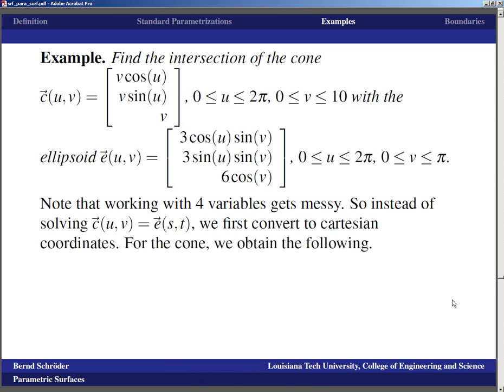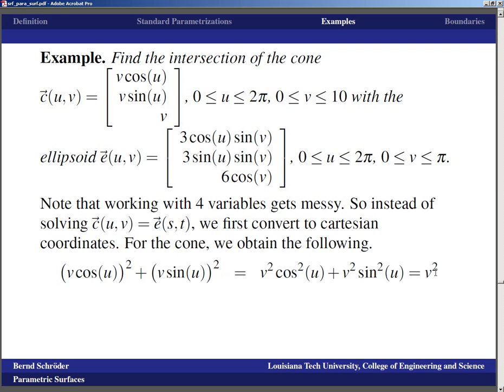Okay, so what do we obtain for the cone? Well, we square the x and y coordinates because we know that squaring gets rid of cosines and sines, right? And so that's a good thing to try at least. And if it doesn't quite work out, we can always tweak it. So we get (v cosine u) squared plus (v sine u) squared. That's v squared cosine squared u plus v squared sine squared u. Factor out the v squared, and we end up with v squared. So that's x squared plus y squared equals z squared.